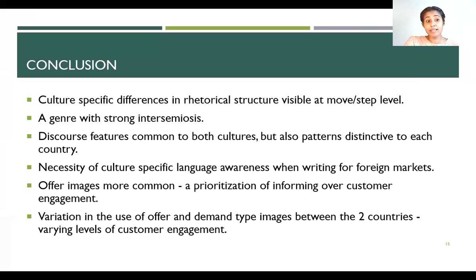Finally, there is significant variation in using offer and demand images in Sri Lankan and New Zealand product descriptions, implying the varying levels of customer engagement using the visual mode.